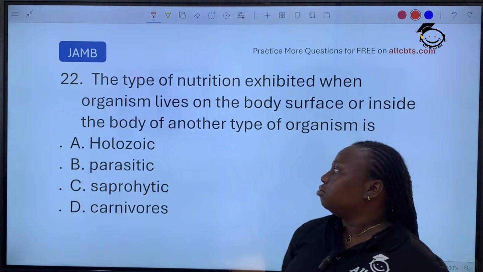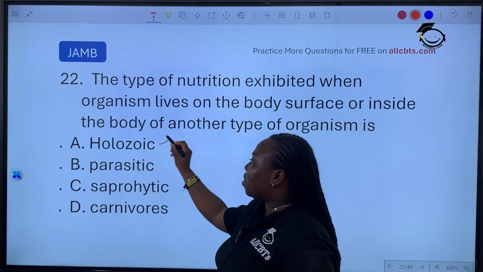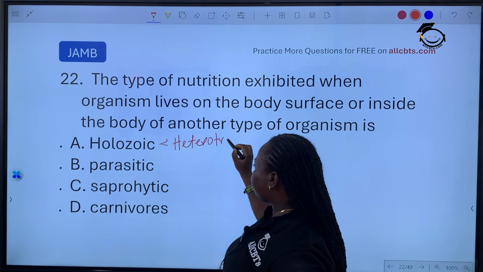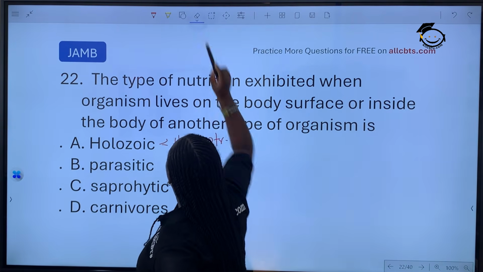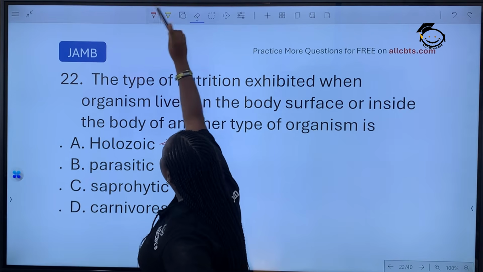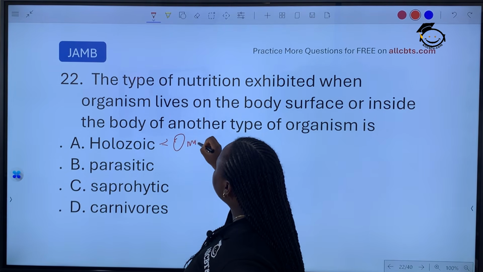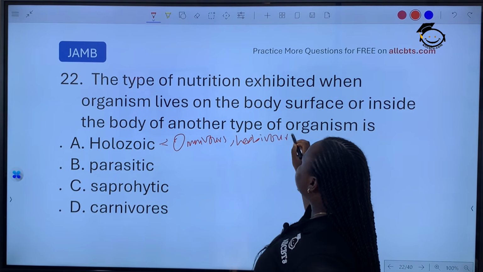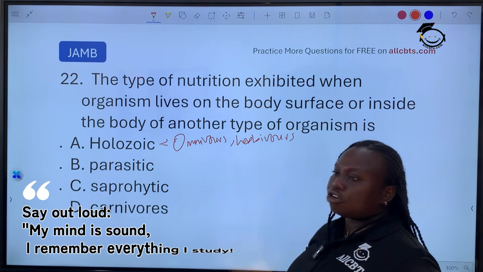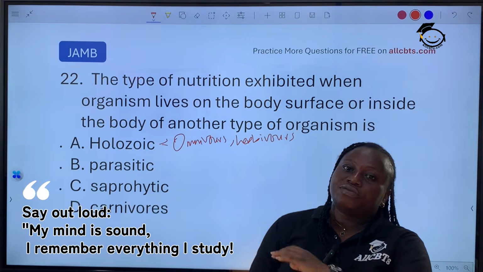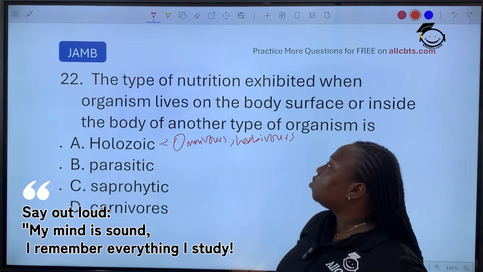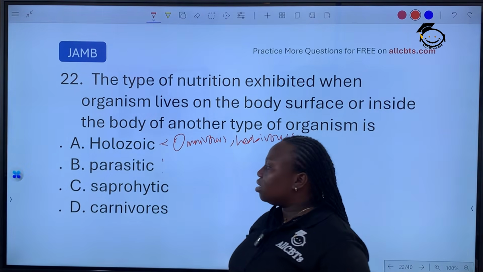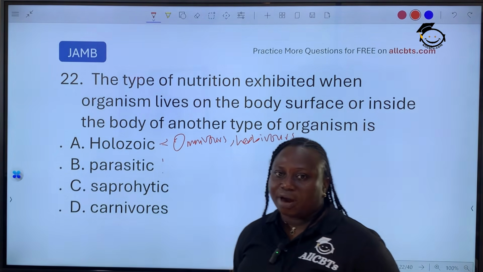Now what is holozoic nutrition? We can have the types of holozoic: heterotrophs, omnivores, herbivores. So these are kinds of holozoic nutrition. It's just that one organism is feeding directly on another organism, but is not living inside the body of another organism.